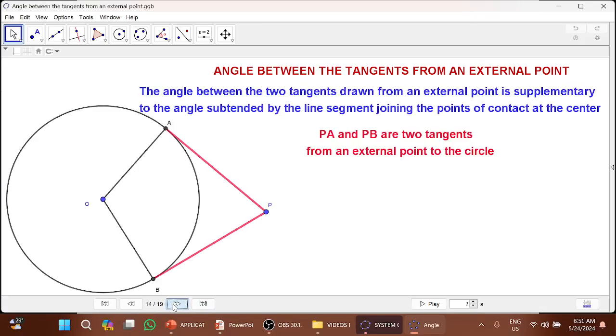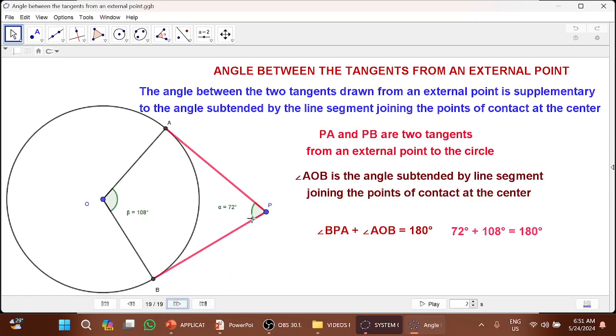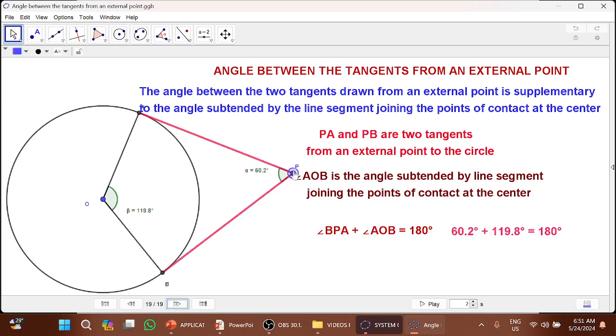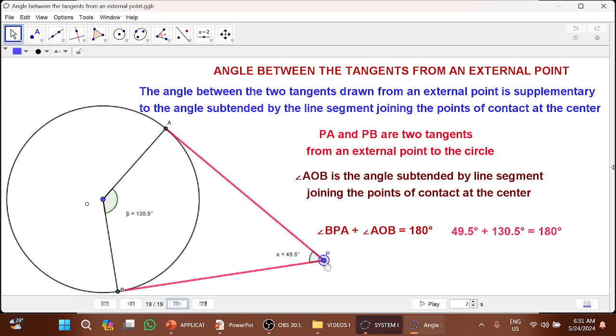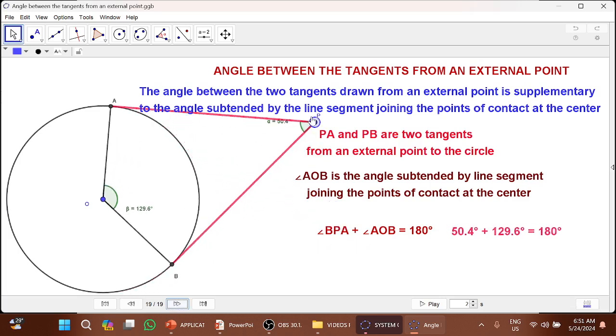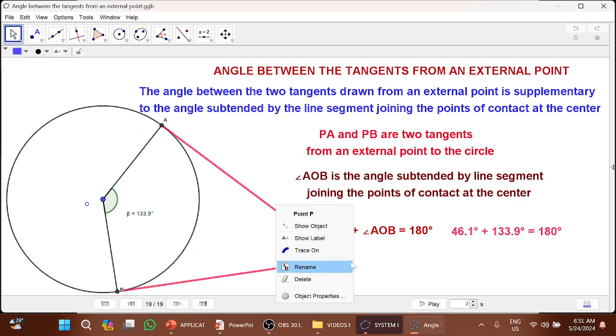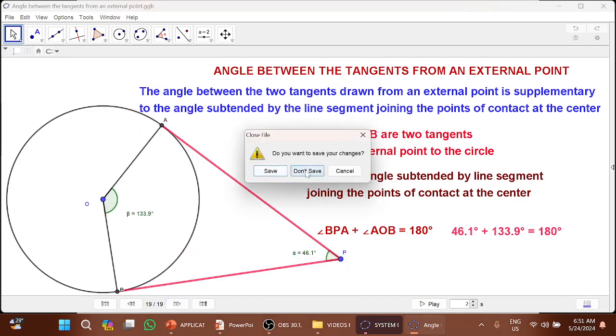You see, now this is the angle made between the two tangents from an external point. This is an angle subtended joining the points of contact at the center, and you can show it to them how it is supplementary. When you add them, you will get 180 always. Well, now a child can move and they can visualize it also.